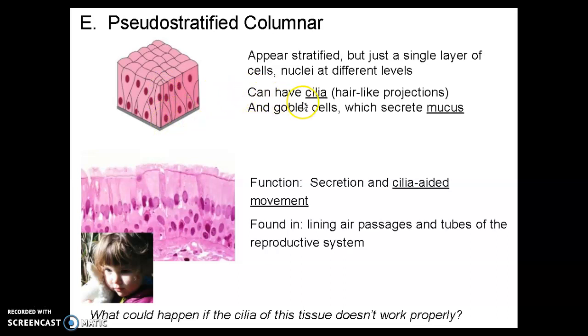These cells can have cilia, which are the little hairs that could be on the top that help sweep and move things around in the body. And they can also have those goblet cells that secrete mucus. Their job is for secretion and cilia-aided movement, and these are found in the air passages, so your trachea and your bronchi, and in the tubes of the reproductive system.